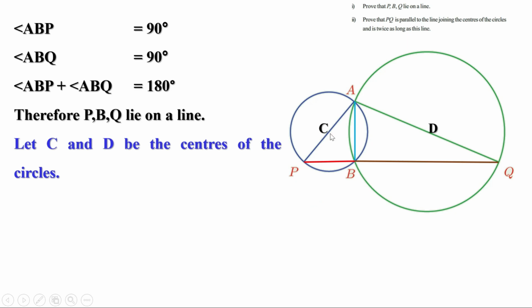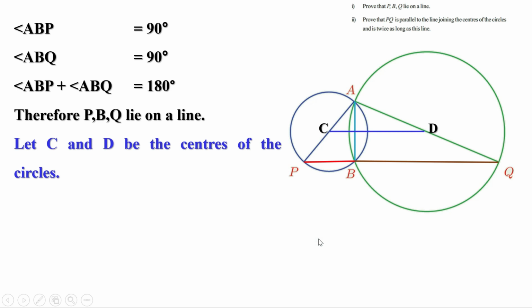Means C is the midpoint of this diameter AP, or C is the midpoint of the side AP of triangle APQ. In the same way, D is the center of this circle, means D is the midpoint of this diameter, or D is the midpoint of the side AQ of triangle APQ. Now let us look at triangle APQ. C and D are midpoints of two sides.